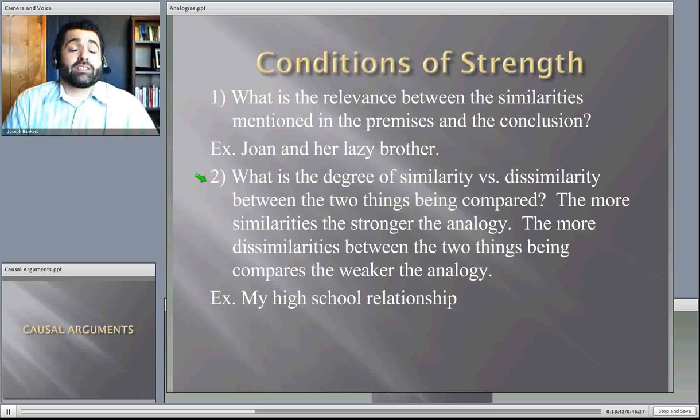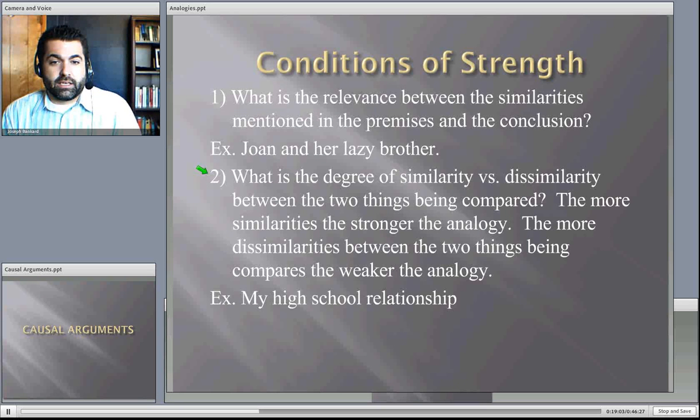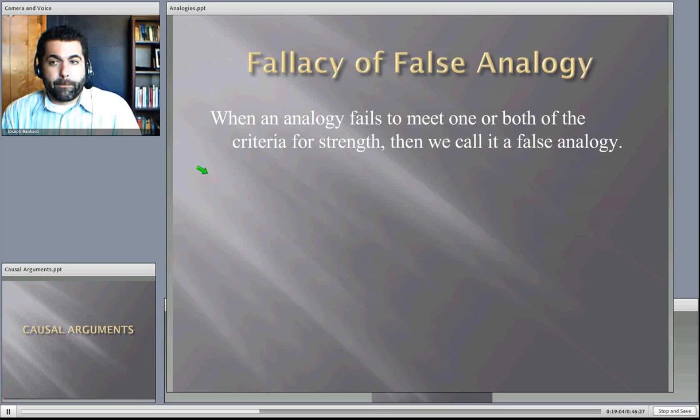So there's a ton of emotion involved in relationships that is not involved in flowers. I mean, you could go down the line of all the dissimilarities. So many things can happen in our relationship over the next few months that could create extra pain and whatnot versus flowers. So you get the point. The analogy wasn't great. It just happened to work. But these are the criteria of strength that you want to keep in mind. A false analogy, the fallacy of the false analogy, is when one of those two criteria of strength is violated.